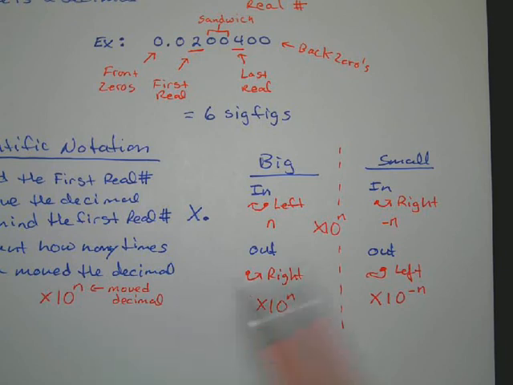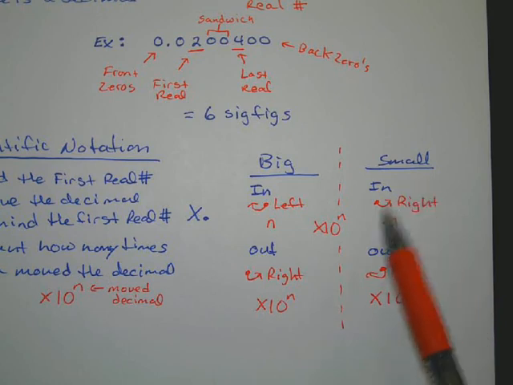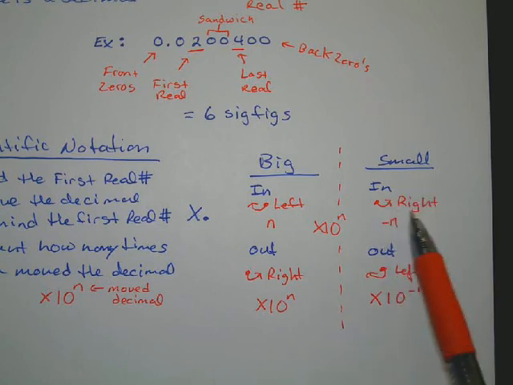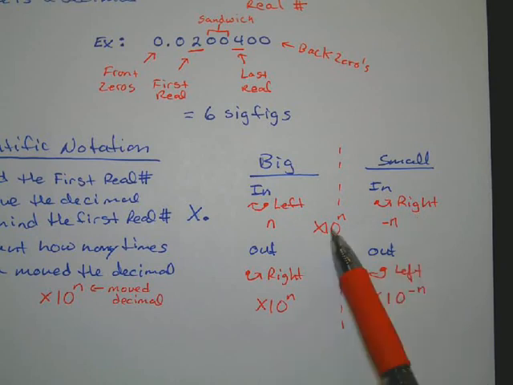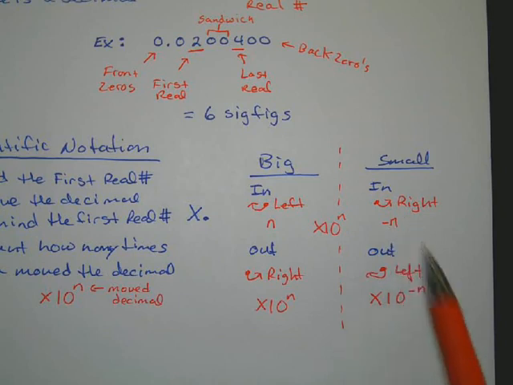Now, let's look at small numbers. If you want to put a small number into scientific notation, you got to move the decimal to the right. And when you do times 10, remember that exponent has to be a negative number. Negative however many times you moved it to get it to the right place. If you want to take a small number out of scientific notation, you're going to move the decimal to the left, okay? How do you know it's a small number? Because your exponent's going to be negative. So that's where we left off last time.